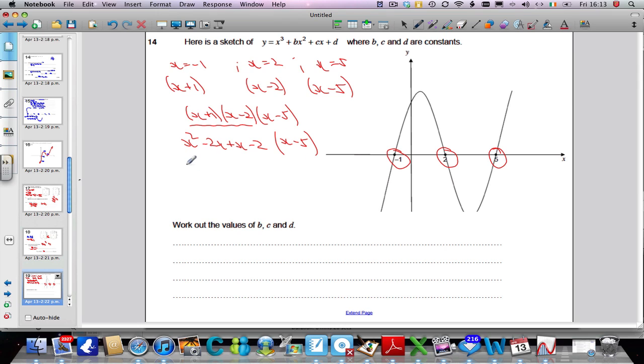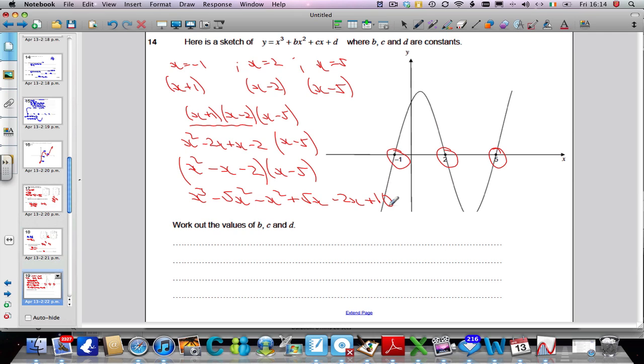Let's tidy this up now. So we get x squared minus x minus 2, and I'm going to multiply that by x minus 5. So x squared times x is x cubed, x squared times negative 5 is minus 5x squared, minus x times x gives me minus x squared, minus x times minus 5 gives me plus 5x, minus 2 times x gives me minus 2x, minus 2 times minus 5 gives me plus 10.